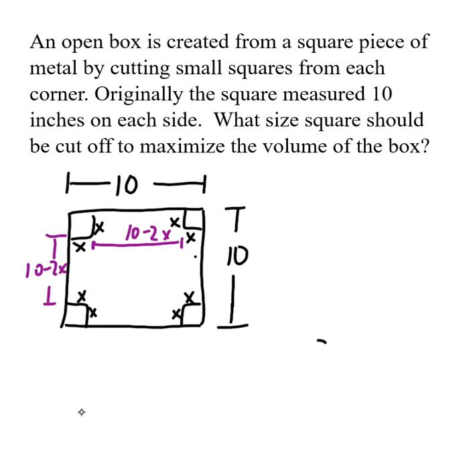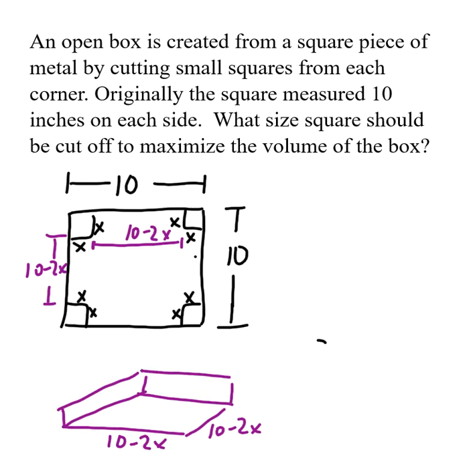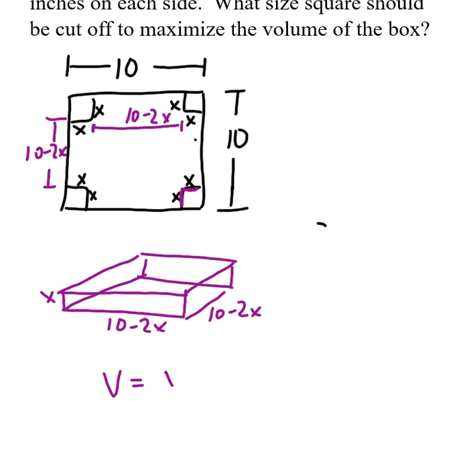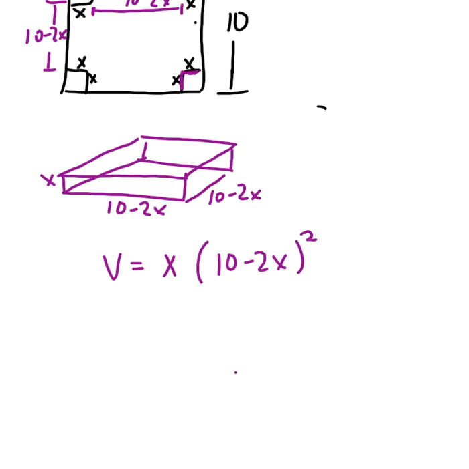Now, when I fold this up, the base of my rectangular prism will be 10 minus 2x by another 10 minus 2x. And then here, I'm going to have a height of x all the way around. And that's from basically that this seam and this seam are going to match each other as it folds up. So when I find my volume, I'm going to say x times 10 minus 2x times another 10 minus 2x, but I'm just going to write 10 minus 2x squared. I am not going to multiply this out.